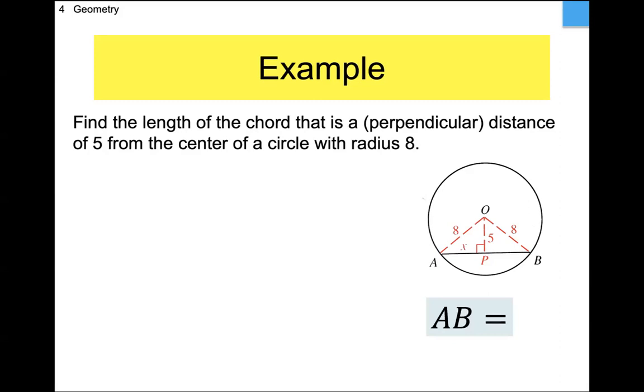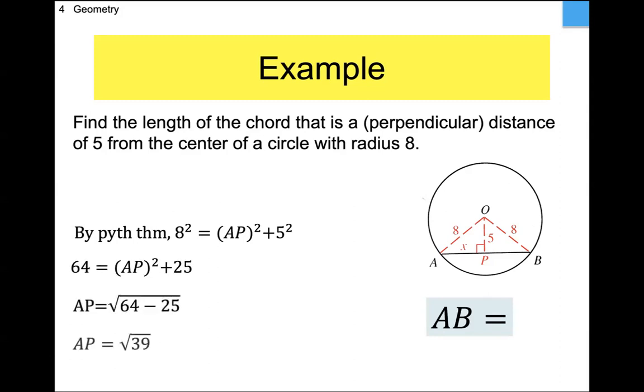So let's find AP. Let's see, Pythagorean theorem. 8 is the hypotenuse, so 8 squared is equal to AP squared plus 5 squared. 64, I've got to subtract 25 from both sides. That leaves me with 39 and the square root of 39. There are no perfect squares that go into 39.